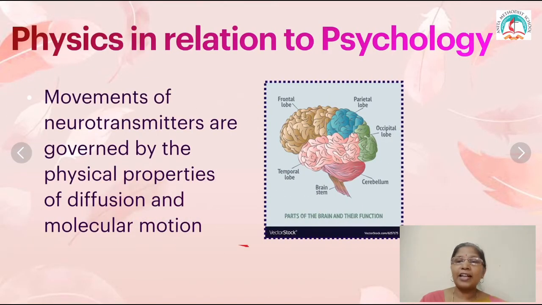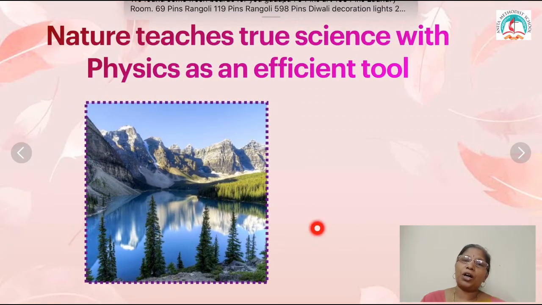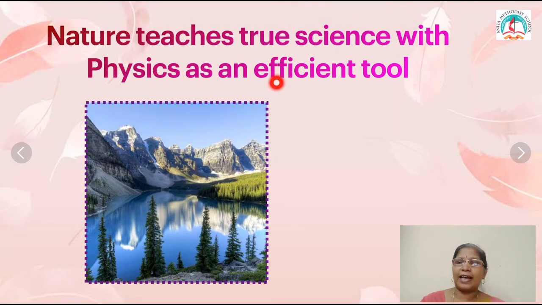And the next one, physics in relation to psychology. There also you are using it: the movements of neurotransmitters are governed by the physical properties of diffusion and molecular motion. And you know this is a brain. You know that the functioning of our brain is also related to underlying dualism. Okay, so in many more fields we are using physics. The nature teaches true science with physics as an efficient tool.